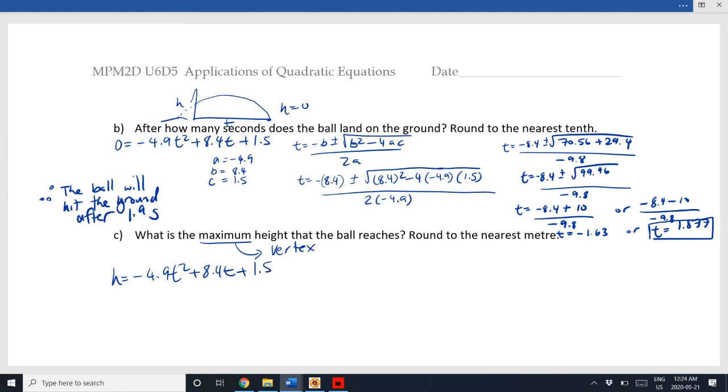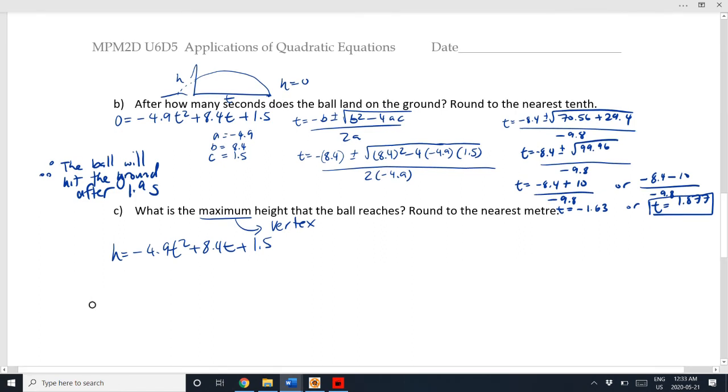And we can see it's in standard form. And we know a technique to get it into vertex form. And that technique is called completing the square. So what we have to do to complete the square, we need to get the t squared value by itself. So from these first two terms, we're going to factor out negative 4.9. And we're going to be left with t squared minus 1.714 t. And we have that 1.5 on the outside.